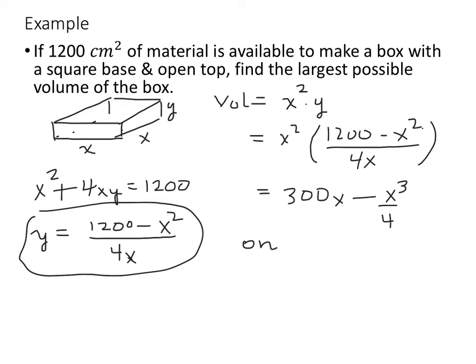And just as in the previous example, we want to think a little bit about the values of x that are going to make sense here. Now, x is going to need to be bigger than 0, but how big could it possibly be? Well, imagine if x were big and y were small, then the material used would essentially be x squared. And that means that x squared can't be any more than 1,200. So that means that x has got to be less than the root of 1,200.